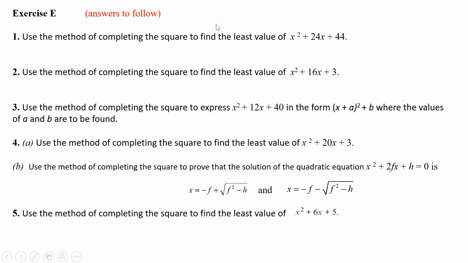Questions for you to have a shot at. There's 5 questions here. I'd like you to use complete the square to find the least value. There's a few of those. Or just putting them into completed square, least value, then solve the equation with letters in, and then least value here. Answers follow. So if you want to stop the video and do them now, or you want to do them at the end, it's up to you. Answers are coming now.